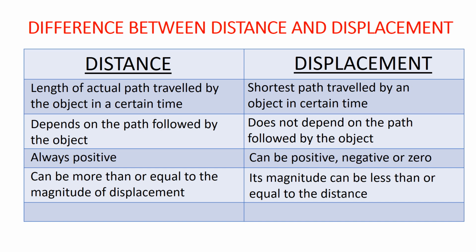When do you find the distance and displacement to be equal? When the object is moving along a straight line in one direction. You find that the magnitudes of distance and displacement are equal. Okay. The next one, distance is a scalar quantity, whereas displacement is a vector quantity.